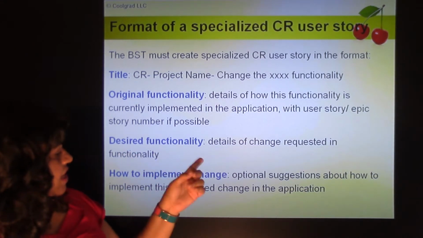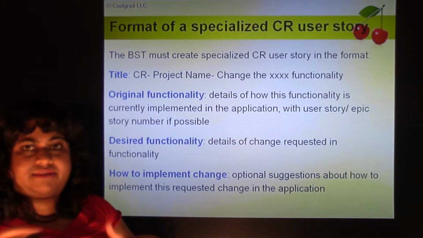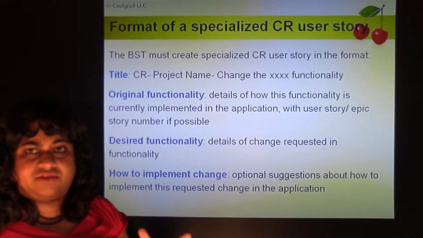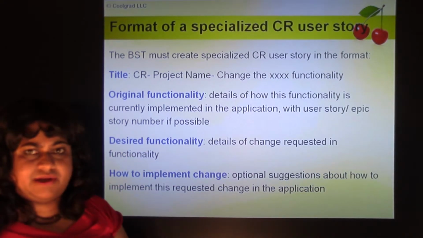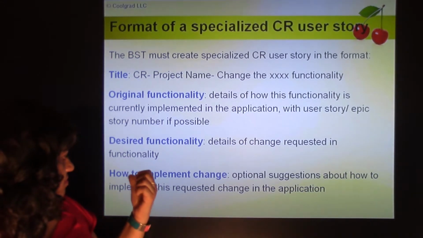Desired functionality: details of the change requested in the functionality. So these are all the changes requested. In the particular field, add a custom field called desired functionality. Okay, these are all the changes we desire. Put in all of them there.